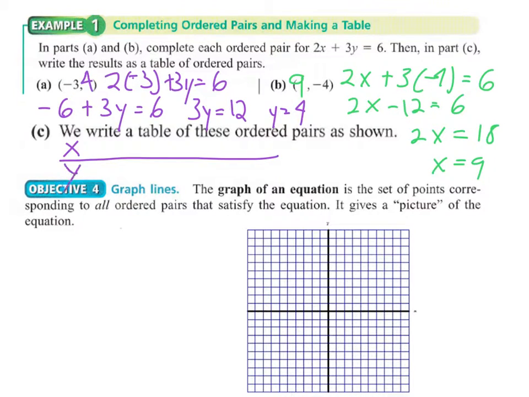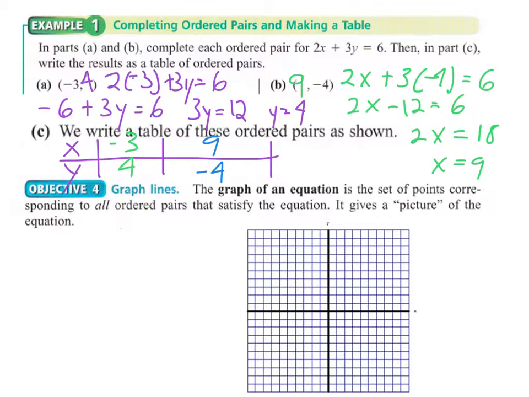So we can make that into a table. I'm going to go with a horizontal table here because that's the kind of space that I have. Let's see, so the first ordered pair was an x value of negative 3 and a y value of 4. Second ordered pair was an x value of 9 and a y value of negative 4. We could go ahead and graph that equation since we have a couple points for it.